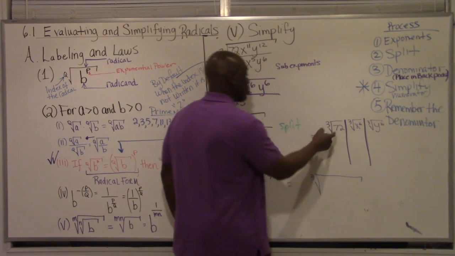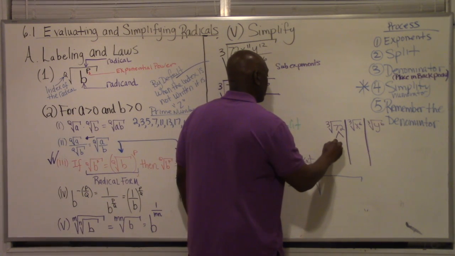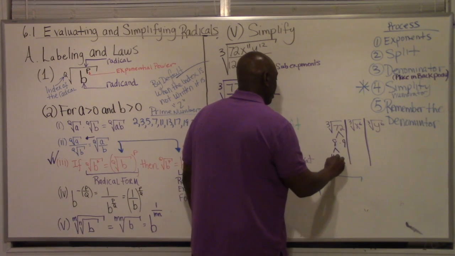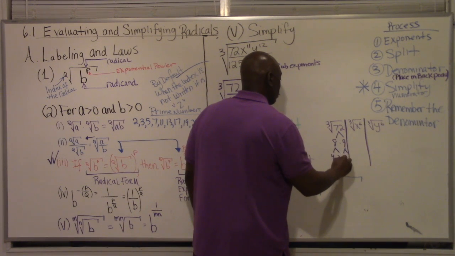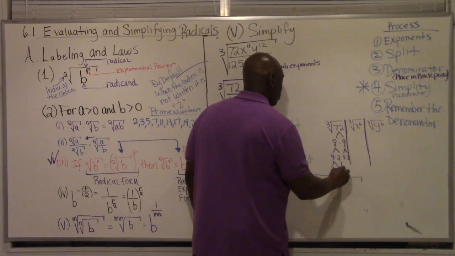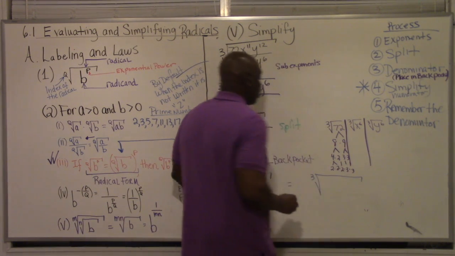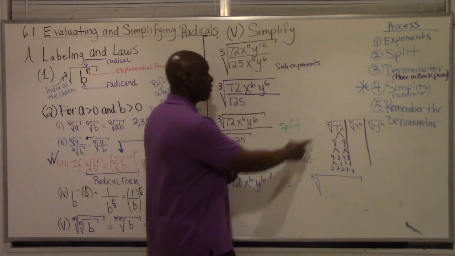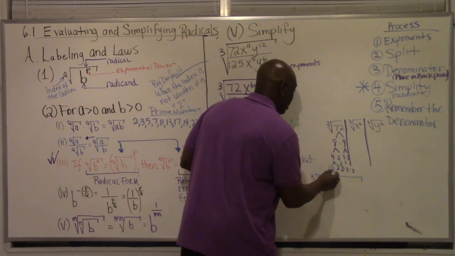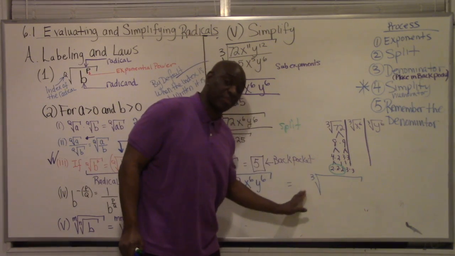First, this is the most challenging one right here, the numbers. Let's break it down. 72 is 8 times 9. 8 is 4 times 2. And 9 is 3 by 3. And 4 is 2 by 2. Bring down this 2, bring down that 3, and bring down that 3. Okay, how are we grouping? We group them by threes because the index is three. So group by threes. I have a set of three right here, and that's it. So now you have to know what goes in the house, what goes out of the house.